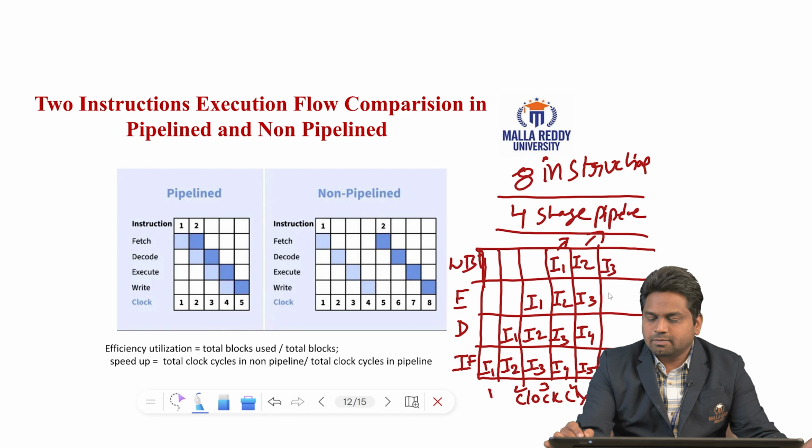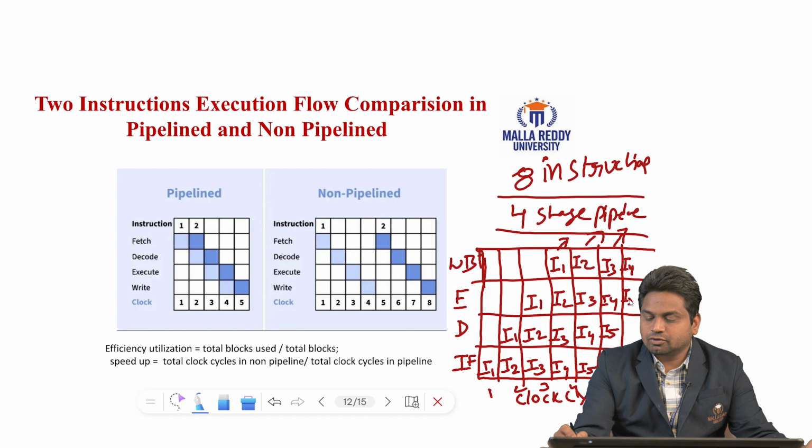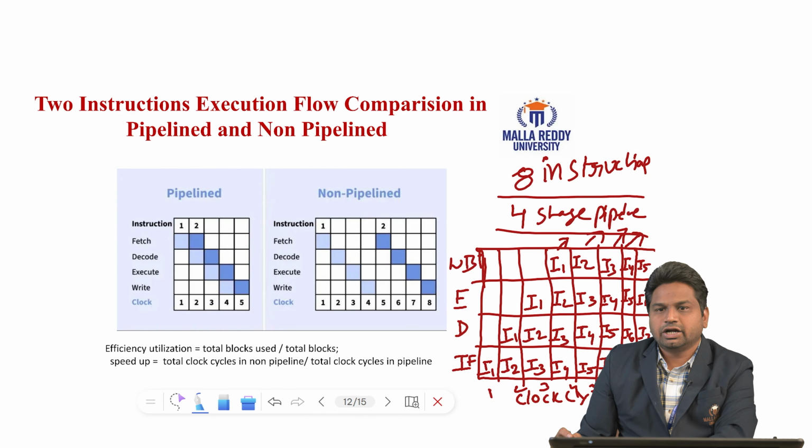Now I3 will come to the write back, I4 will come to the execution, I5 will come to the decoding, and I6 will come to the fetching phase. This is at the sixth clock cycle, so I3 execution is also completed. Right now, I4 will come to the write back, I5 will come to the execution, I6 will come to the decoding, and I7 will come to the fetching. Next I5, I6, I7, I8. Now at the 8th clock cycle, all instructions have entered into our pipeline.